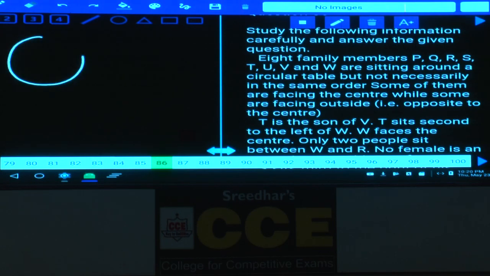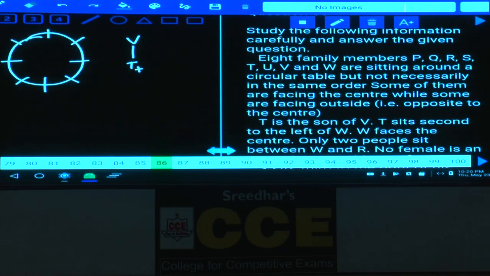Now let us take this is a circular table. Now 1, 2, 3, 4 and 5, 6, 7, 8. Then condition number 1, T is the son of V. As T is the son of V, tell me how to represent this one. This is V and this is T, T is the son of V.